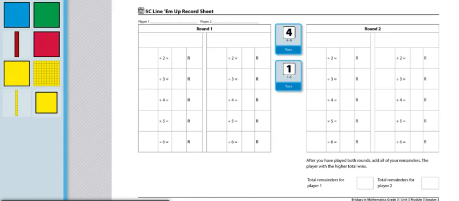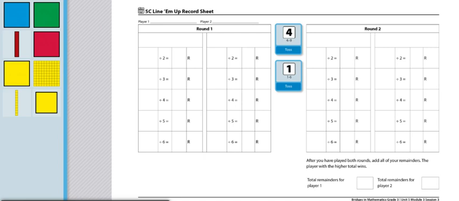These are the directions for Workplace 5C, Line 'Em Up. Each pair of players will need one 5C Line 'Em Up record sheet, one 1 through 6 die, and one 4 through 9 die, about 100 colored tiles, and 12 linear pieces, as well as base 10 area and linear pieces, if they're choosing to do a different variation of this game.